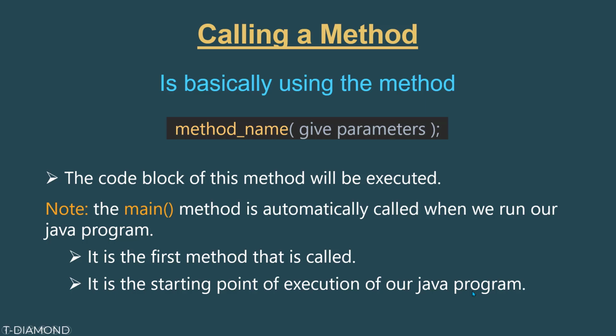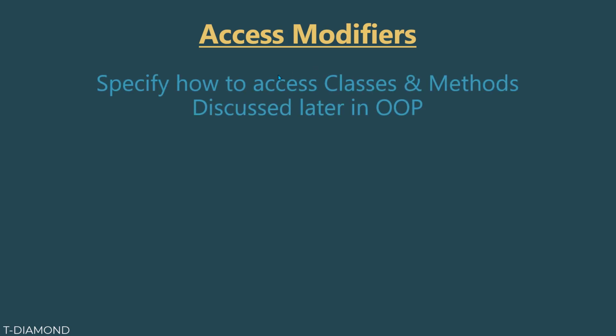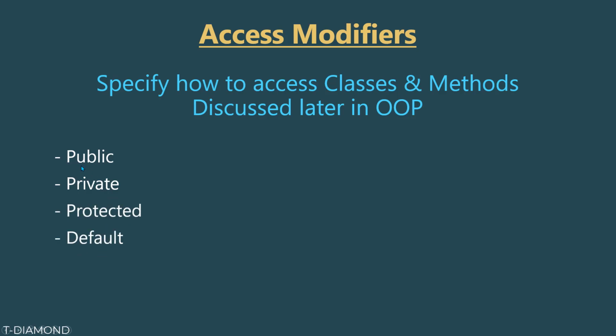Let's see what are access modifiers. Access modifiers are keywords that specify how to access classes and methods, and this is discussed later in OOP. So we have public keyword, private, protected, and default. I just want you to get an idea because as you will see in a little bit, these keywords are used in a simple Java program. And as I said, these will be explained later in OOP. So for now, just know that we have public, private, protected, and default keywords in Java. And these keywords are access modifiers.